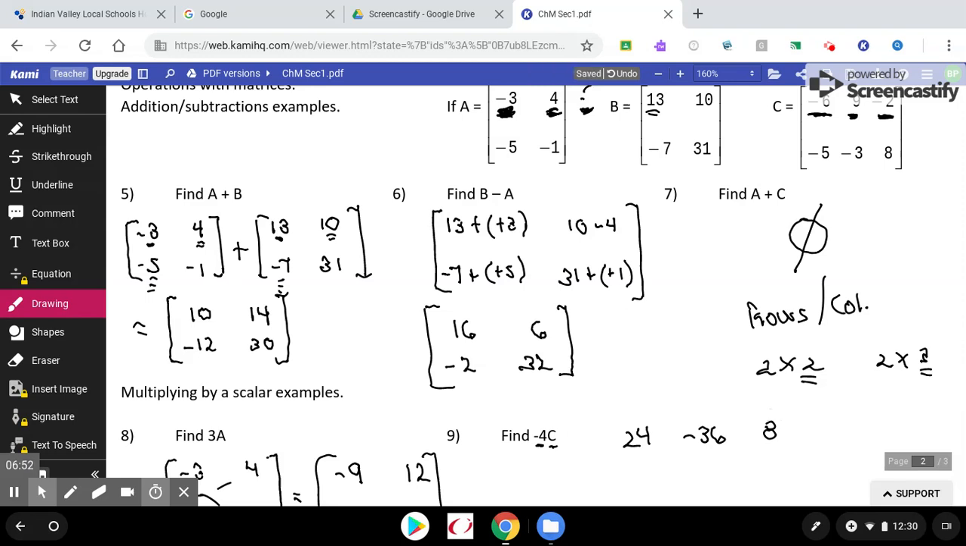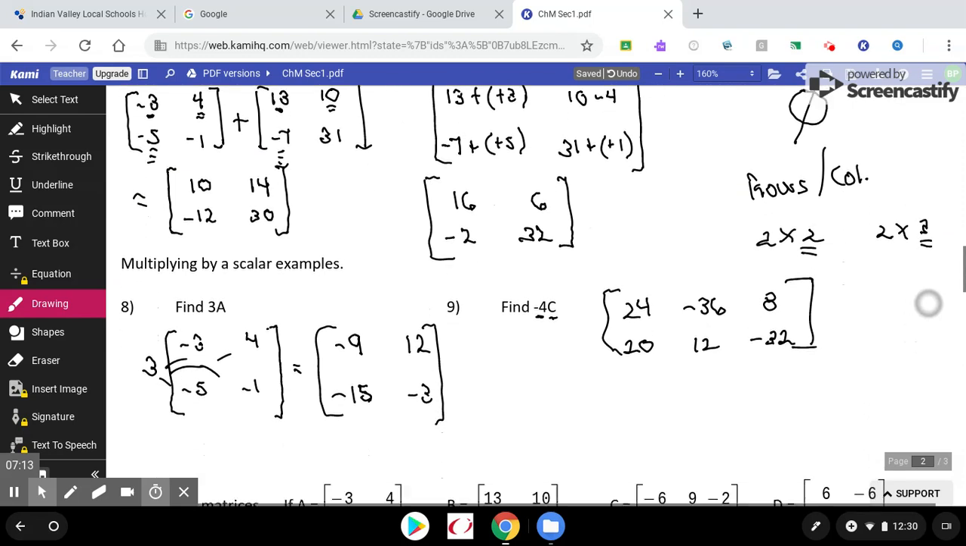And then repeat. -4 times the second row will give me a 20. -4 times -3 would give me a 12. -4 times 8 would give me a -32. Put some brackets to represent the fact that you're doing a matrix. And that's it for scalar multiplication, folks.